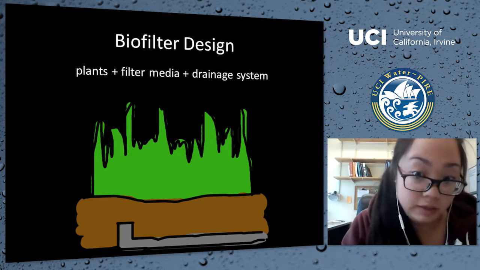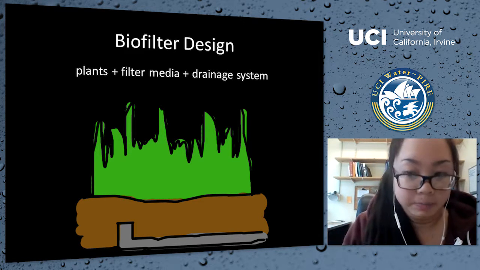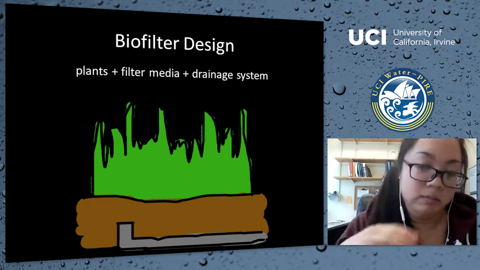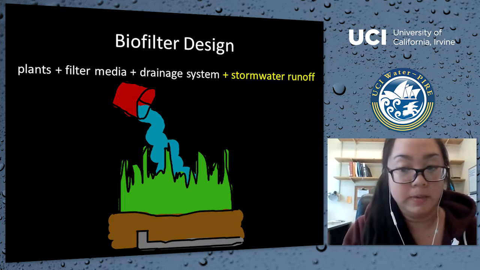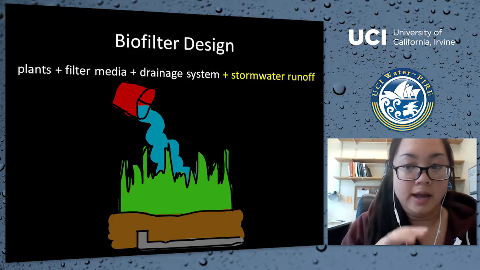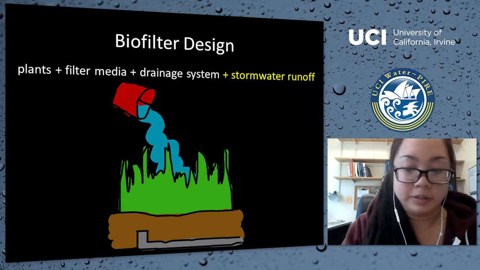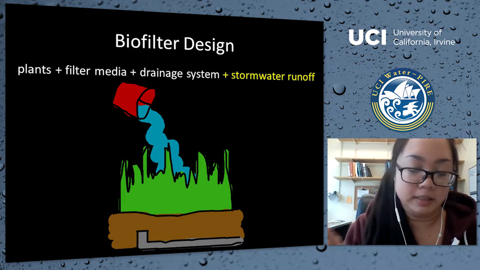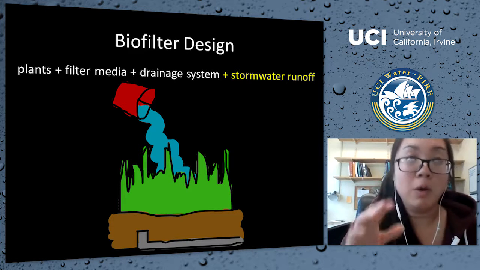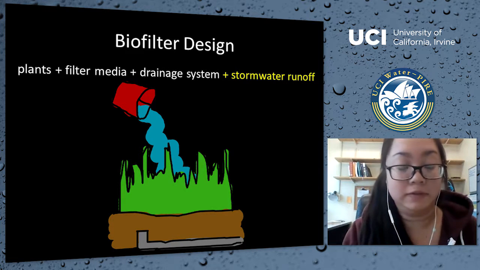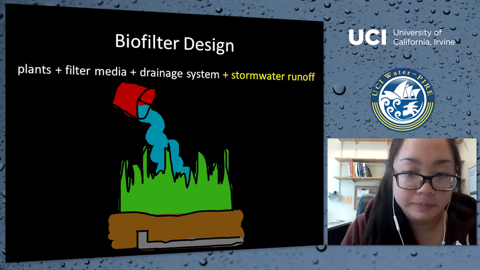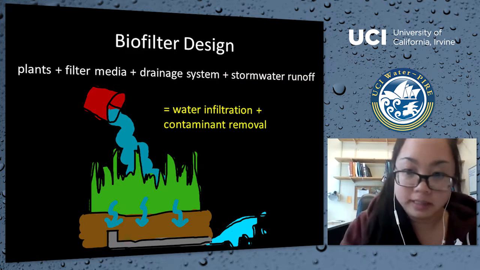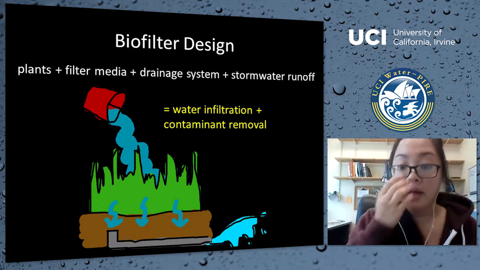So slide 3. Most biofilters are designed with some sort of plant community, some sort of filter media, and a drainage system. And then next slide, when it rains, it captures stormwater runoff, which means less water on the streets and hopefully less contaminants in the outflow due to physical processes and bioretention. Next slide, which is slide 5.